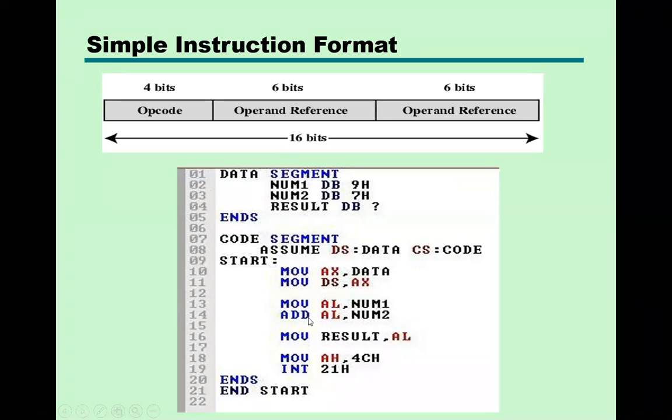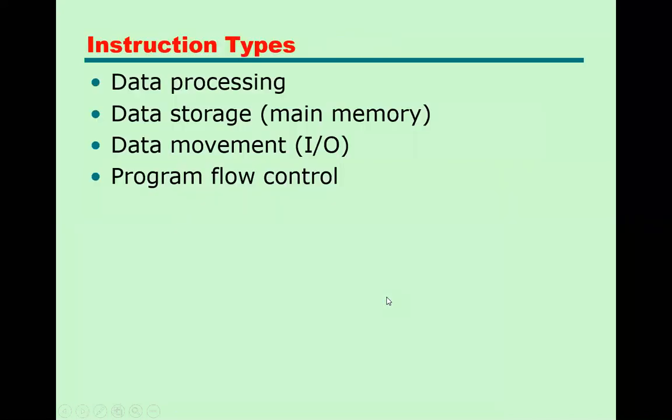The result is 10, and the AL register is holding this value, 10. Now we have to move this value into result. So again, move this value into result. And this is the end, to terminate the program. In every program you will find these two lines. So it is very simple. Actually, you need not remember it.